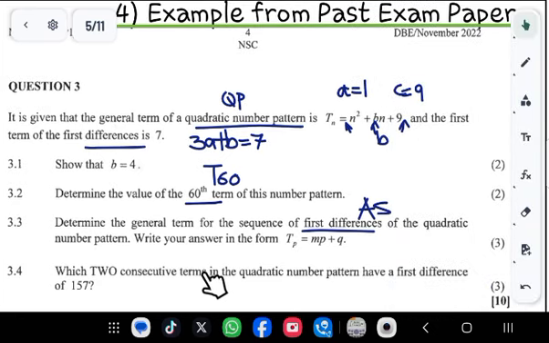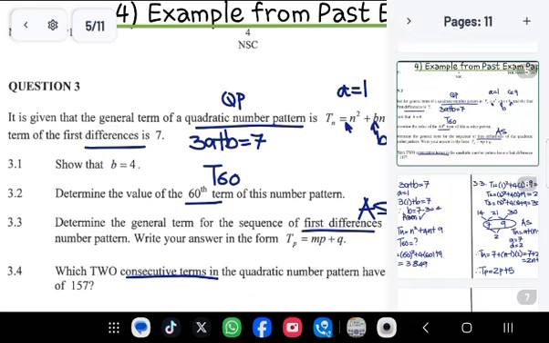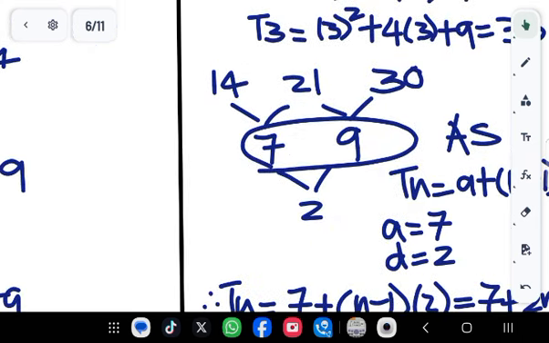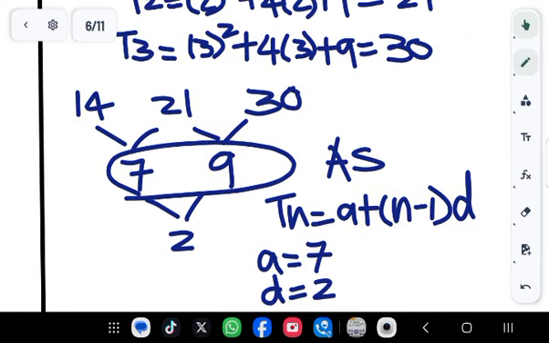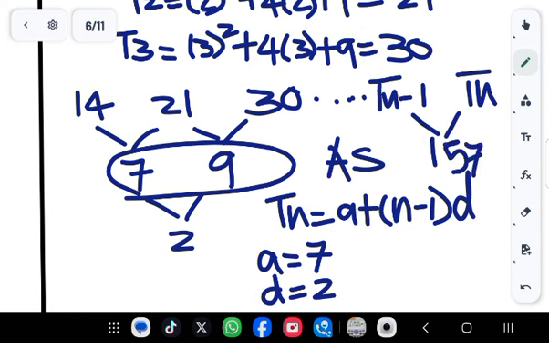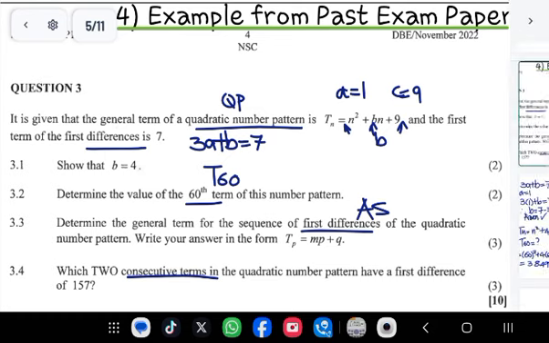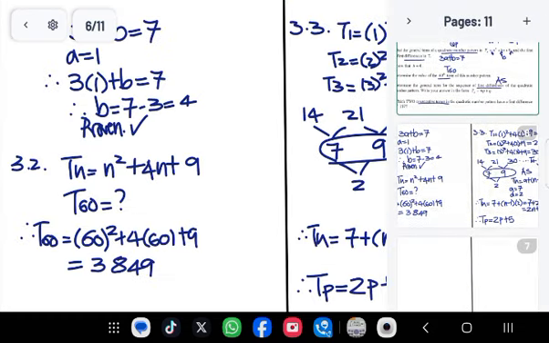Which two consecutive terms in the quadratic number pattern have a first difference of 157? What they're looking for is, between which two terms, could be any, tn minus 1 and then tn, between which terms do we find a difference of 157? Let's go back. Yes, 157. And that's how basically you set up the question.